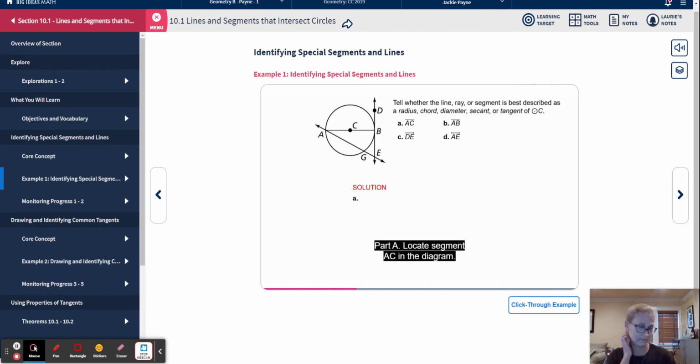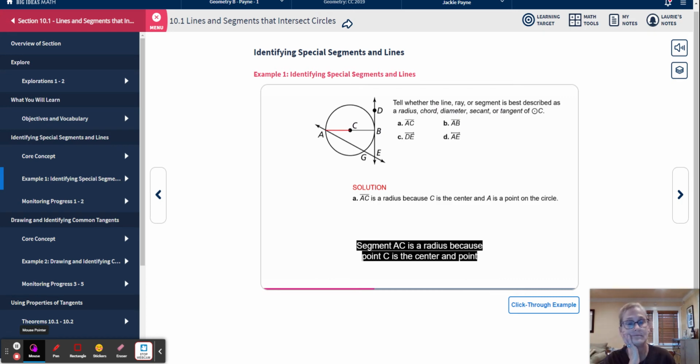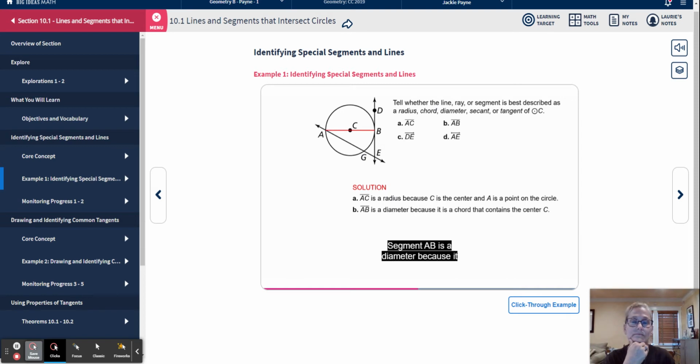Part A. Locate segment AC in the diagram. Segment AC is a radius because point C is the center and point A is a point on the circle. Part B. Locate segment AB in the diagram. Segment AB is a diameter because it is a chord that contains the center C.